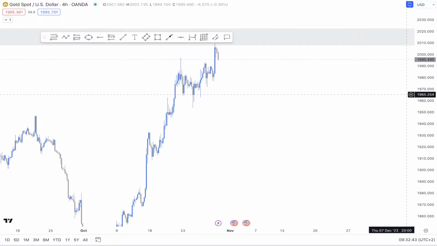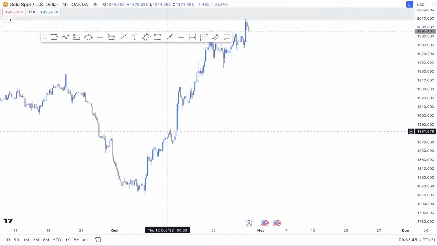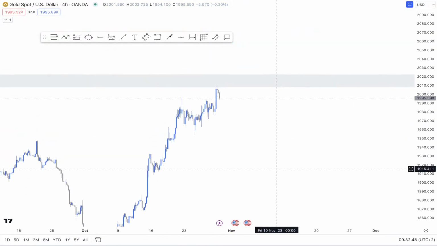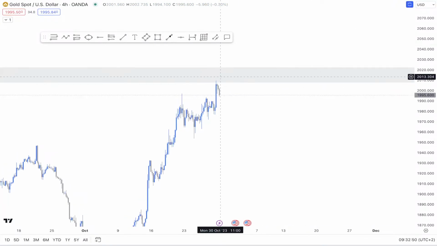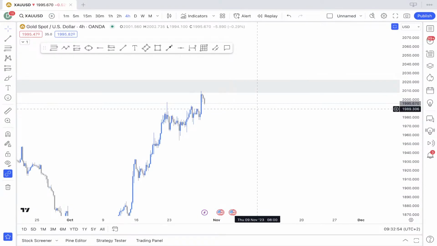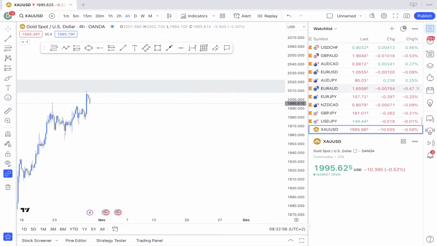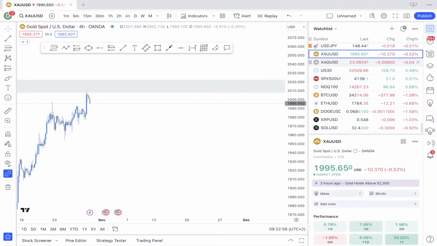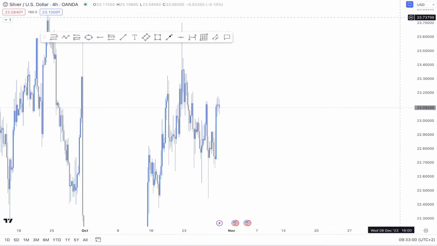We can see that it was super bullish for the past couple weeks, and now it approached this important higher time frame level. So currently on gold, we're just gonna stay on the sidelines and wait for price to develop. Next up for our metals analysis, we have silver.